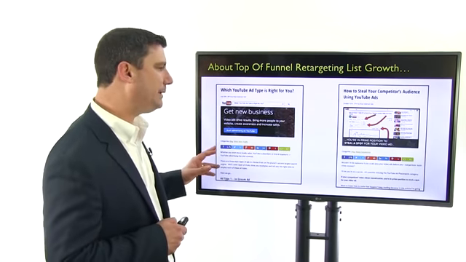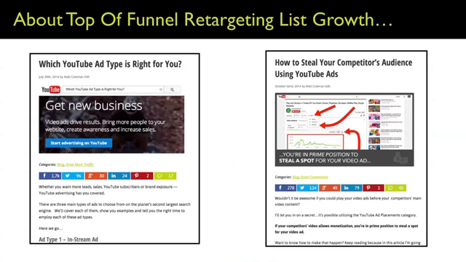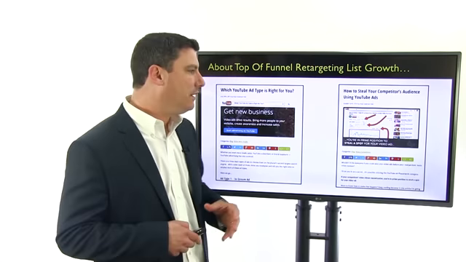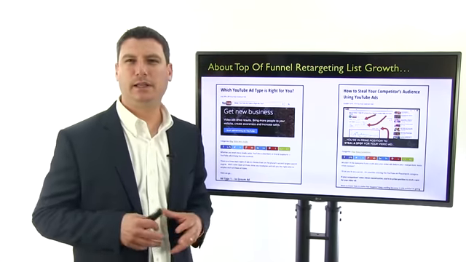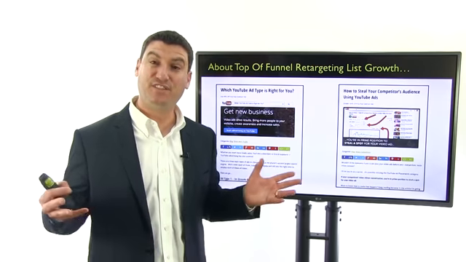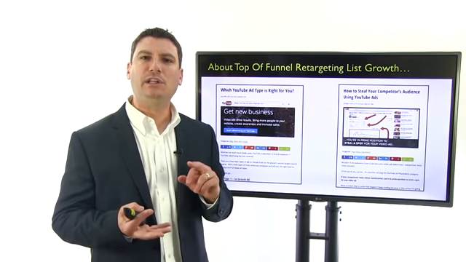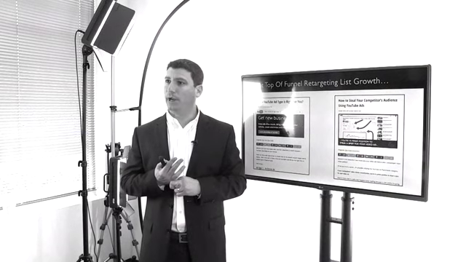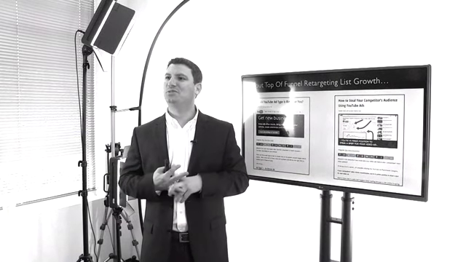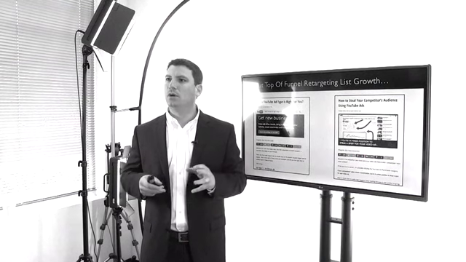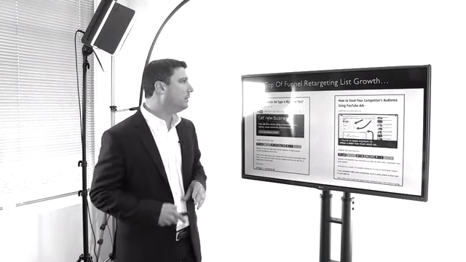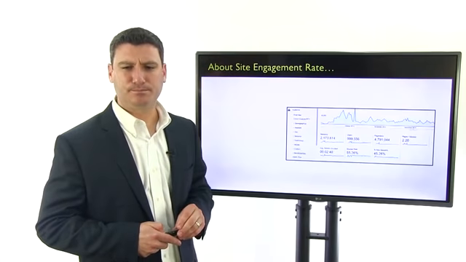because they have visited pieces of content like "Which YouTube Ad Is Right for You" on our blog, or "How to Steal Your Competitor's Audience Using YouTube Ads" on our blog. That audience contains, right at the time I took that screenshot, about 15,000 people that we know are familiar with our brand and are interested in YouTube advertising. So we can retarget them with the right offer.